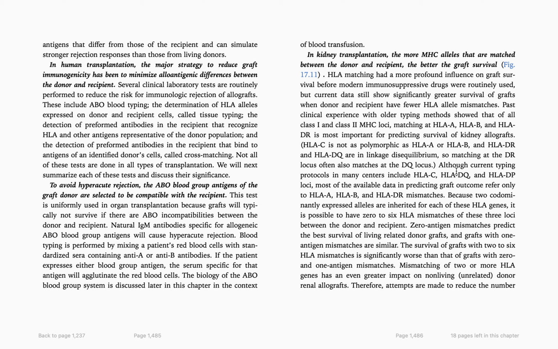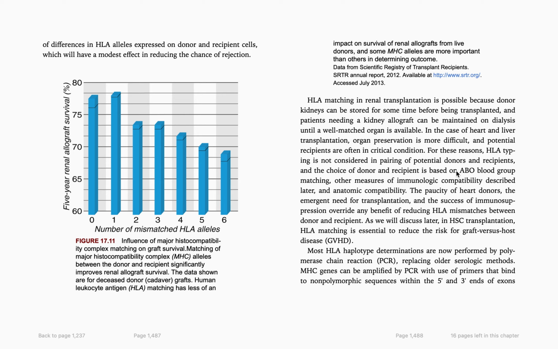The survival of graft with 2 to 6 HLA mismatches is significantly worse than that of the graft with 0 and 1 antigen mismatch. Mismatching of 2 or more HLA genes has an even greater impact on non-living unrelated donor non-renal allograft. Therefore, attempts are made to reduce the number of differences in HLA alleles expressed on the donor and recipient cells, which will have a modest effect in reducing the chance of rejection. So this is the number of mismatches.